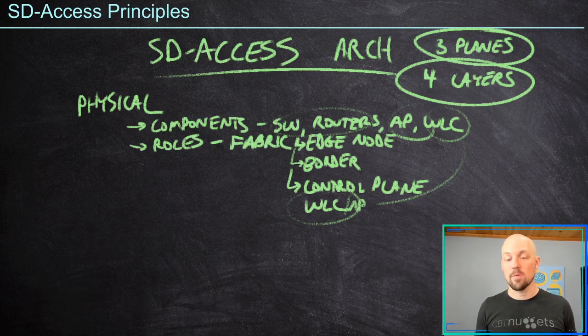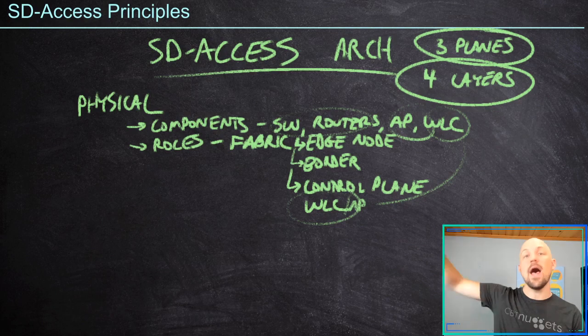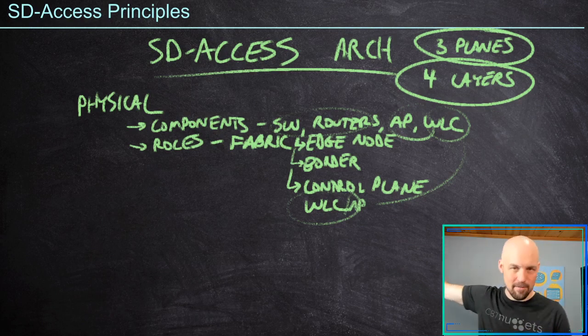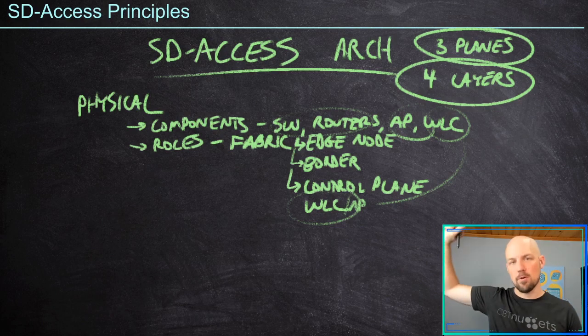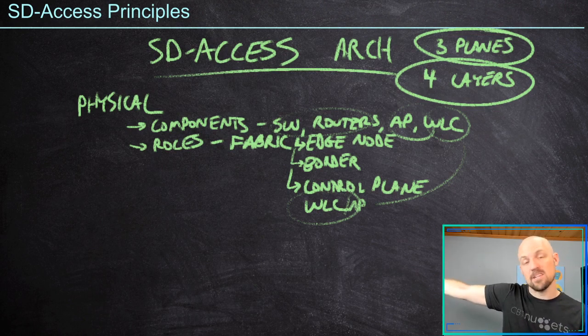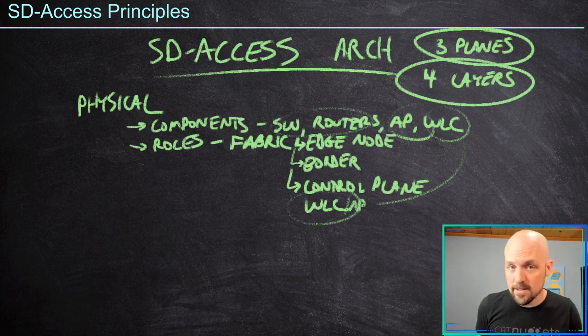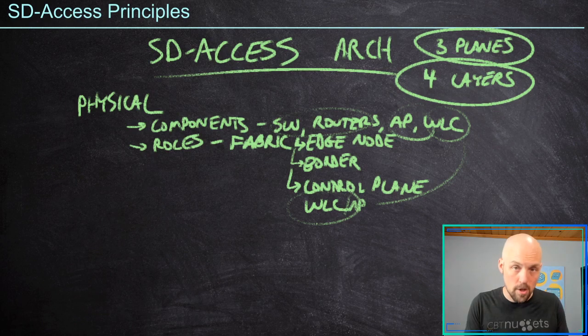A fabric border node would be a device that connects to a non-software-defined access infrastructure. So, for example, if we were connecting to my data center, well, that data center, again, is not going to be running software-defined access, and therefore, I'm going to need a border node to sit in front of the data center.